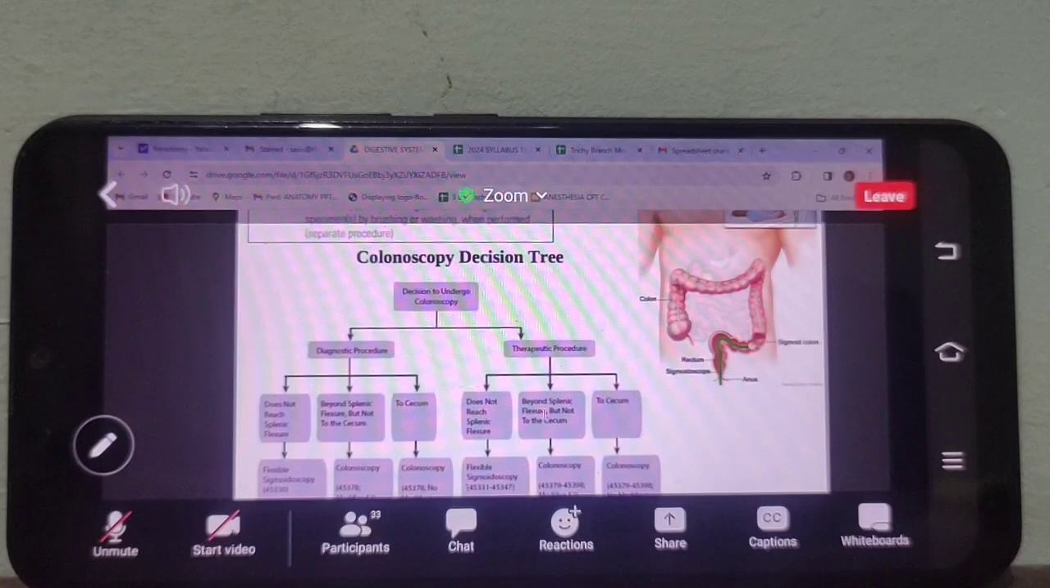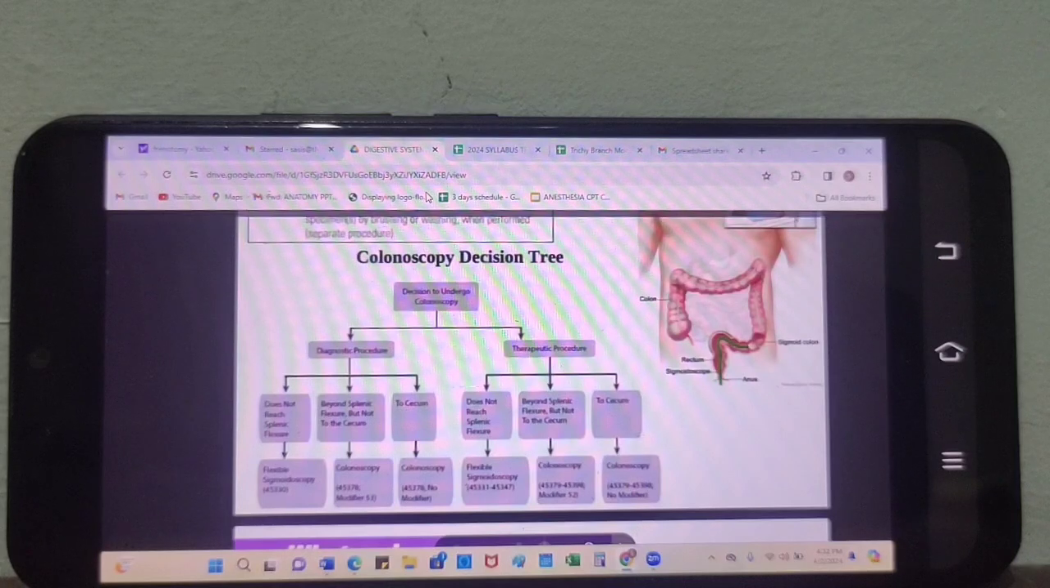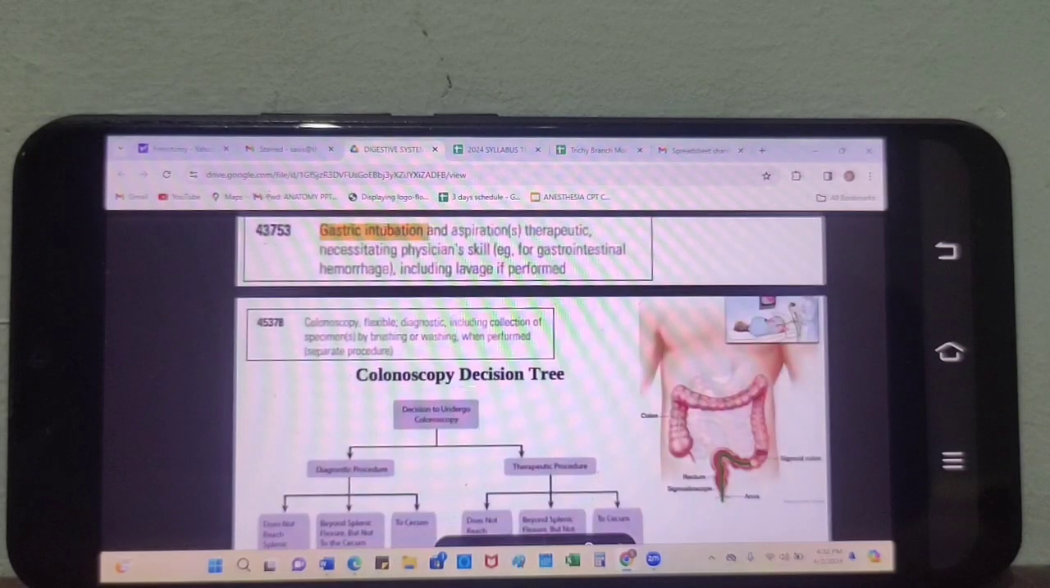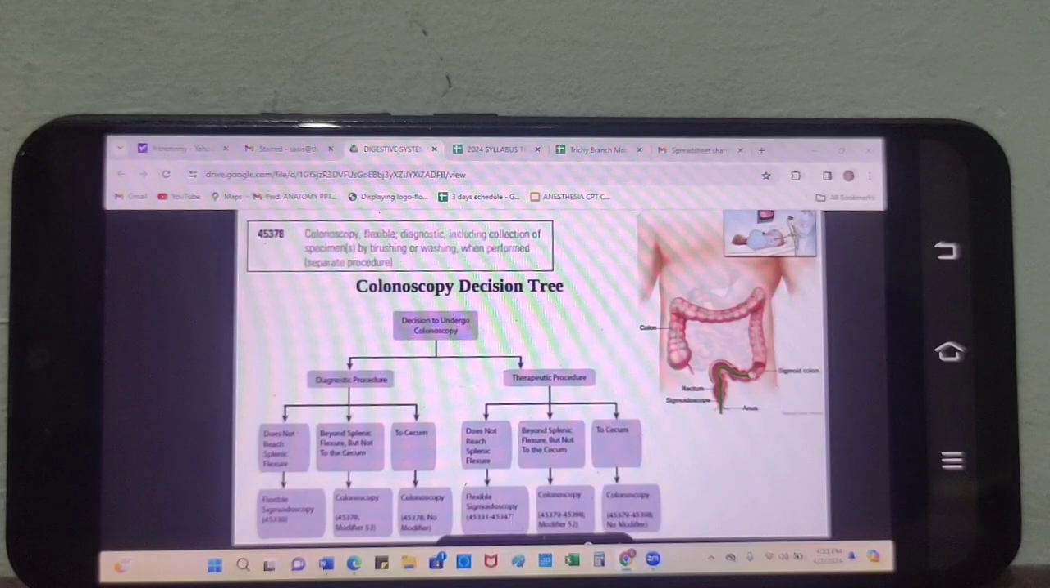Then the therapeutic procedure. If a therapeutic procedure does not reach the splenic flexure, we should consider it a flexible sigmoidoscopy and report the codes from 45331 to 45347.